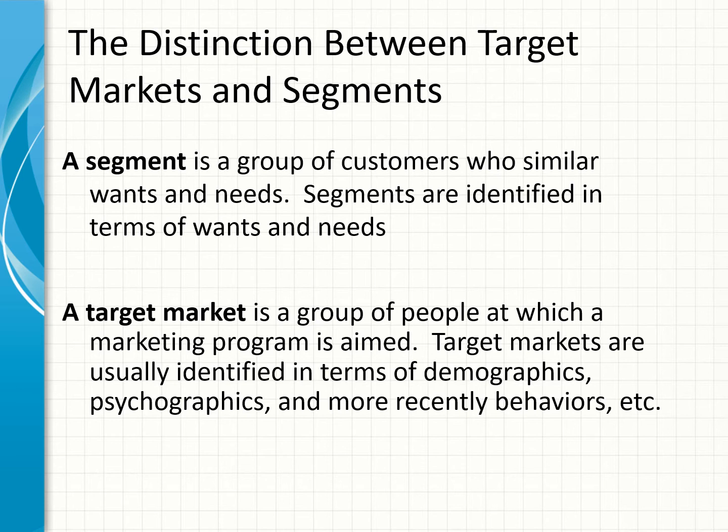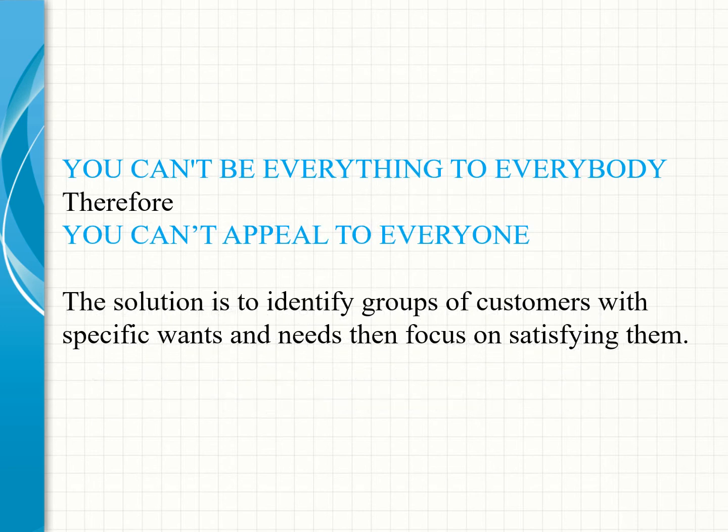As an example, there are virtually no segments that are demographic in nature. If a segment is demographic in nature, it means that everybody in that particular demographic group would have similar wants and needs. And I personally can't come up with any examples of this, but I'll show you the difference between this a little later on in a future lecture. The bottom line is you can't be everything to everybody, and you can't appeal to everyone. And the solution then is to identify groups of customers with specific similar wants and needs and focus on satisfying them. That is, to segment markets and then design specific marketing offerings to reach each of those segments.